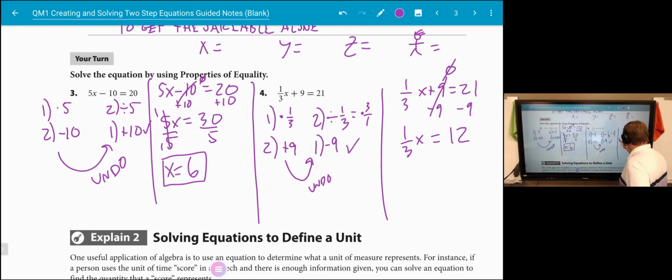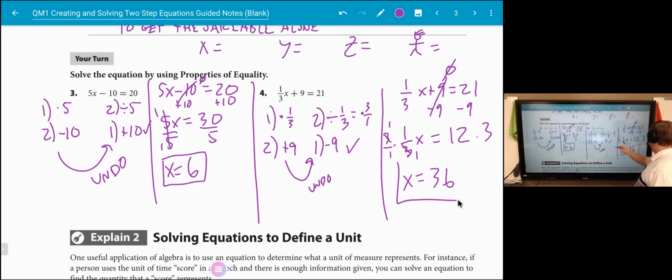Okay, 3/1 times this, times 3 over, well, I need to write the over 1. 3 divided by 1 is just 3. Okay, and this simplifies to 1x, and 12 times 3 is 36. Okay.